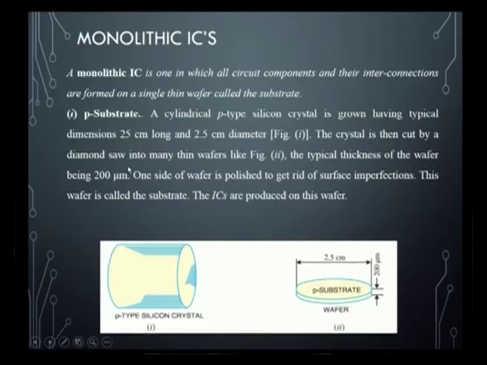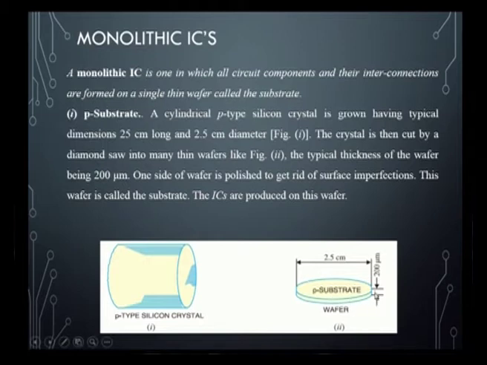The very first step in the monolithic IC fabrication is the formation of the P substrate. How is the P substrate formed? A cylindrical P-type silicon crystal is grown, having typical dimensions of 25 centimeter long and 2.5 centimeter diameter. This is what we can observe from figure 1. The crystal is then cut by a diamond saw into many thin wafers, as we can observe in figure 2.